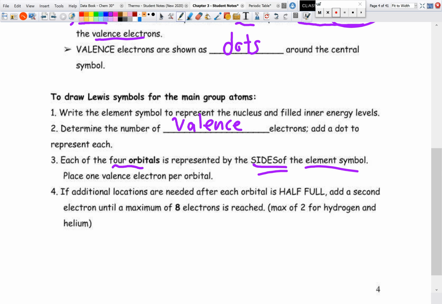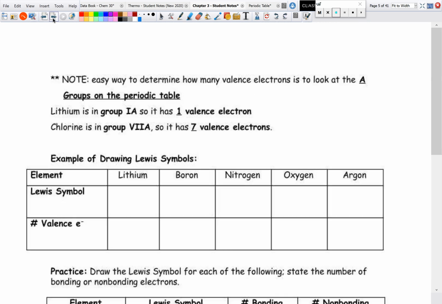All right, so imagine that if we write an element symbol like Na, we have four sides. One side, two sides, three sides, four sides. And these are going to represent our orbitals, the sides on our chemical symbol. And we're going to place one electron per orbital. If additional locations are needed, after the orbitals are half full, we add a second electron until a maximum of 8 electrons are reached. Now, hydrogen and helium are the only exceptions because they only have 2. That's it.